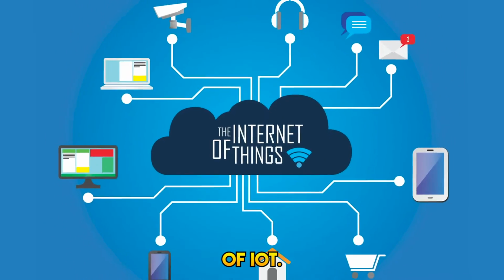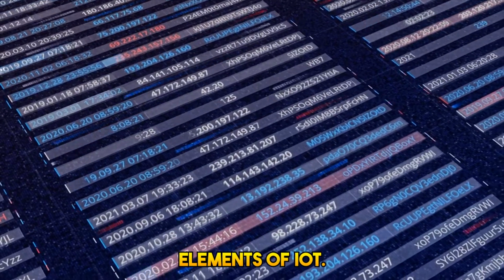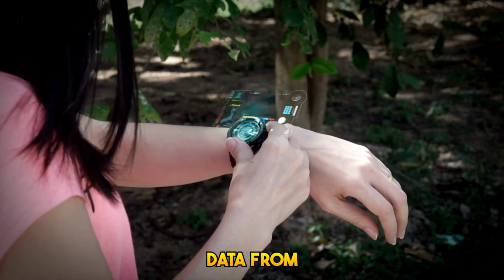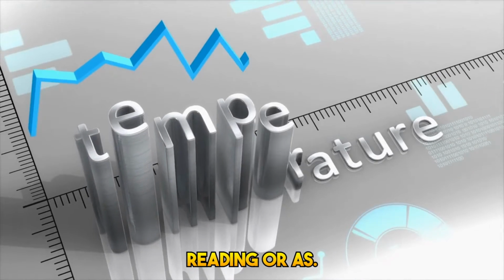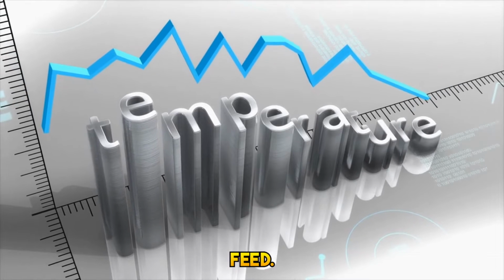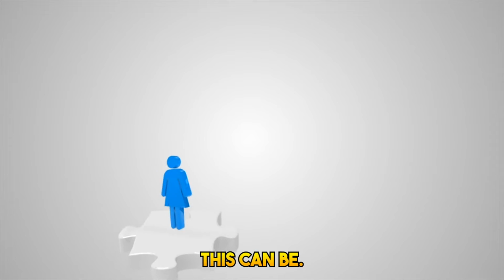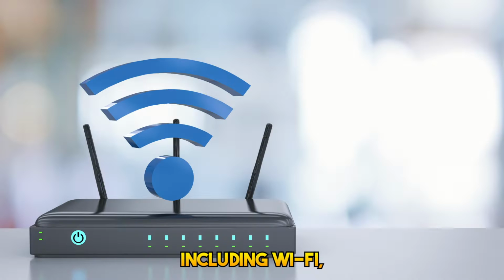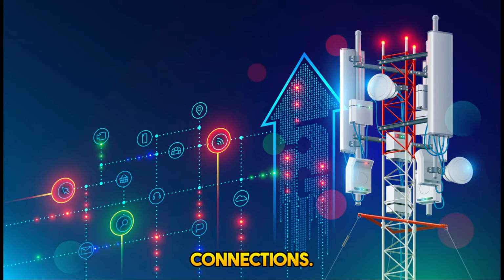Key components of IoT. Sensors, devices. The foundational elements of IoT. Sensors and devices collect data from their environment. This data can be as simple as a temperature reading or as complex as a full video feed. Connectivity. IoT devices need a way to connect to the cloud to send and receive data. This can be achieved through various methods, including Wi-Fi, Bluetooth, cellular networks, and satellite connections.